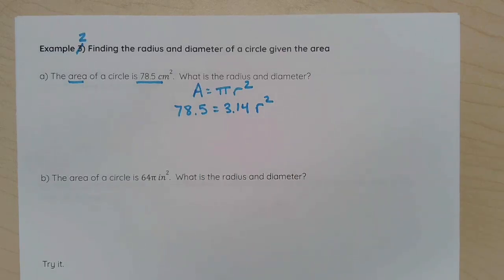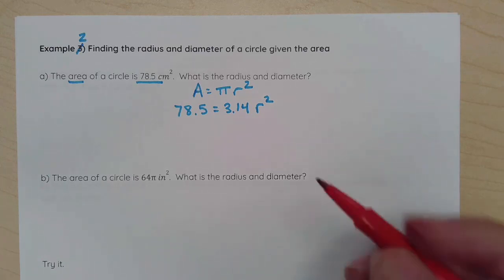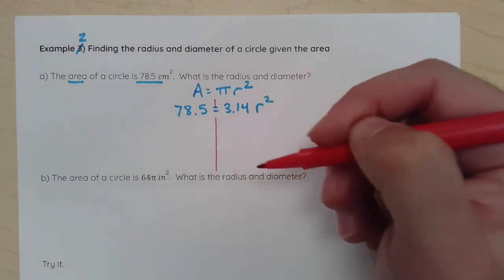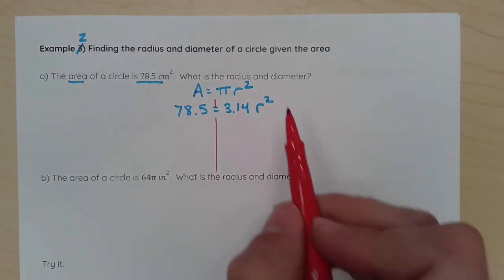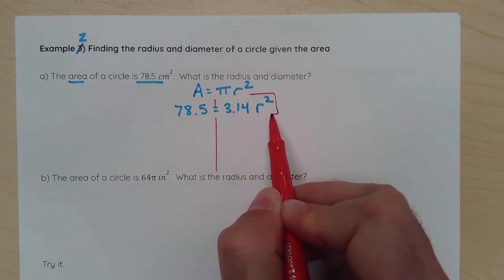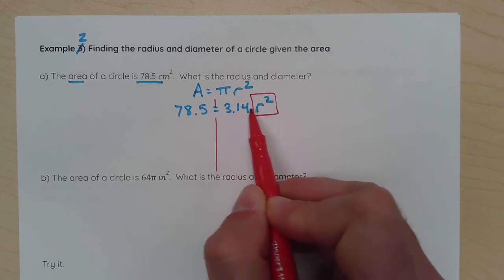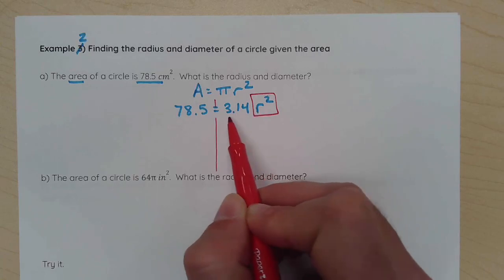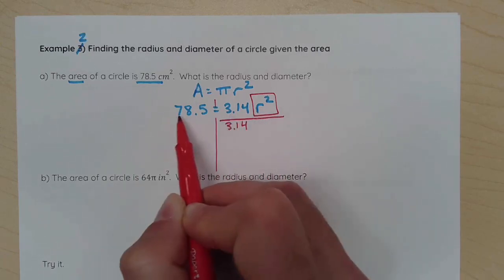From here, I'm going to solve this equation. I'm looking for my r value. So I'm going to draw my line and solve. Since I want to get r by itself, I'm going to put a box around that and think, all right, how do I undo timesing by 3.14? Divide by 3.14 on both sides.